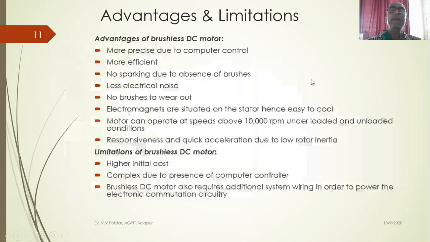Let us quickly see the advantages and limitations of these brushless type DC motors. Brushless type DC motors are more precise due to computer control, because I can have digital control over the angular positions. More efficient, no sparking due to absence of brushes, less electrical noise, no brushes to wear out. Electromagnets are situated on the stator, hence easy to cool, because the electromagnets tend to heat up because of magnetizing current. Because they are on the periphery, those can be cooled very easily.